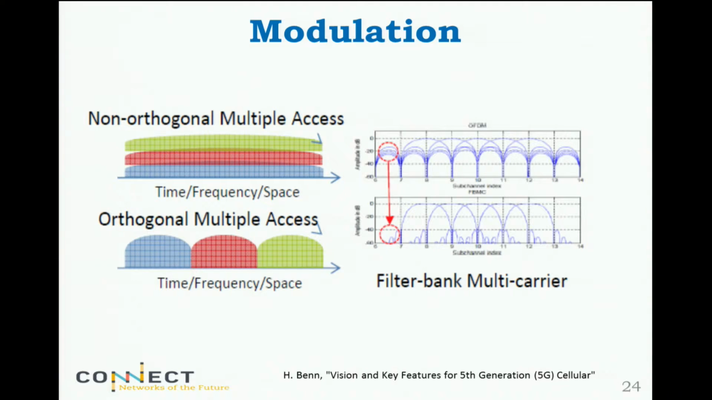Possible candidates are GFDM, generalized frequency division multiplexing, FBMC, filter bank multi-carrier, UFMC, universal filter multi-carrier, and there are others. These are the three main ones as far as I'm aware. They all have pros and cons. In essence, what they do is try to push the out of band emission down.